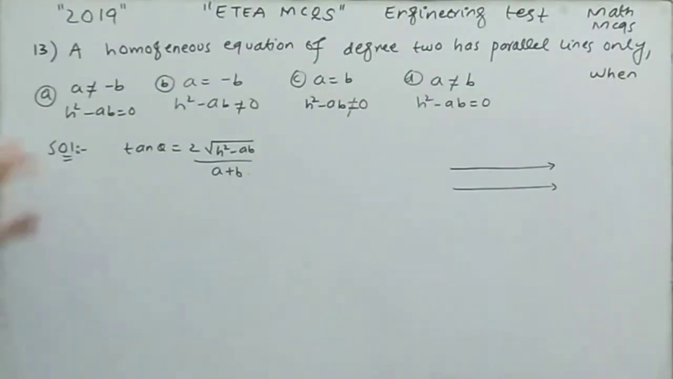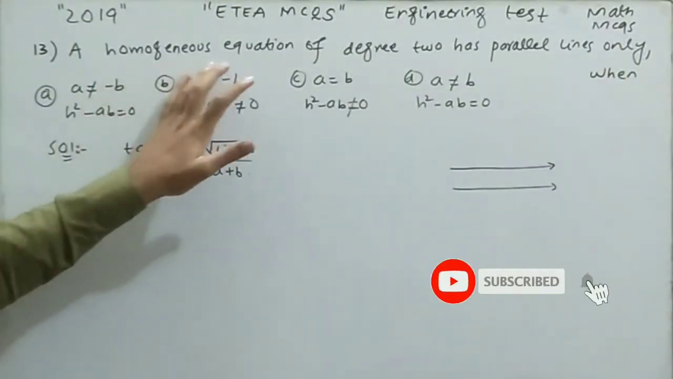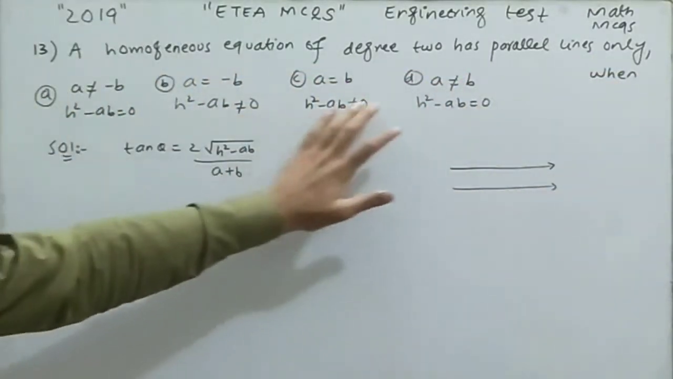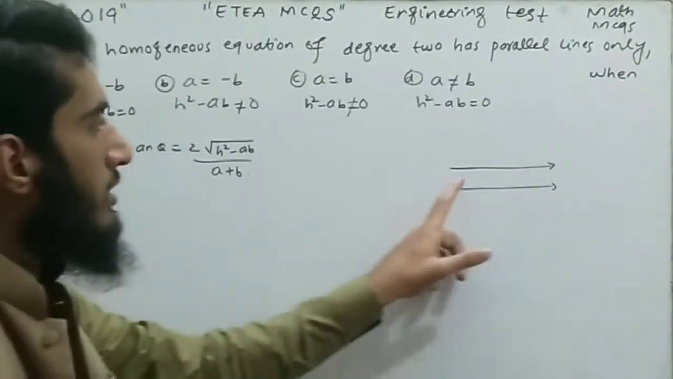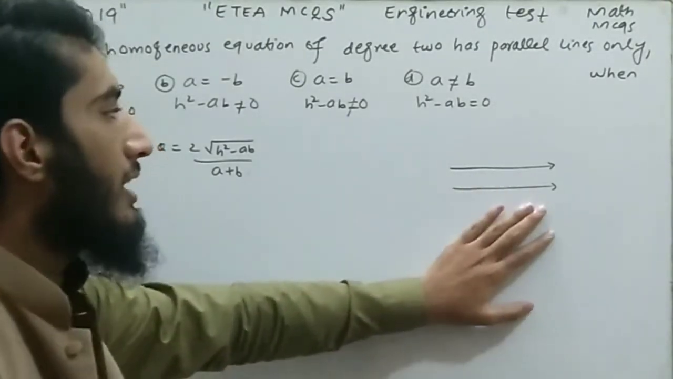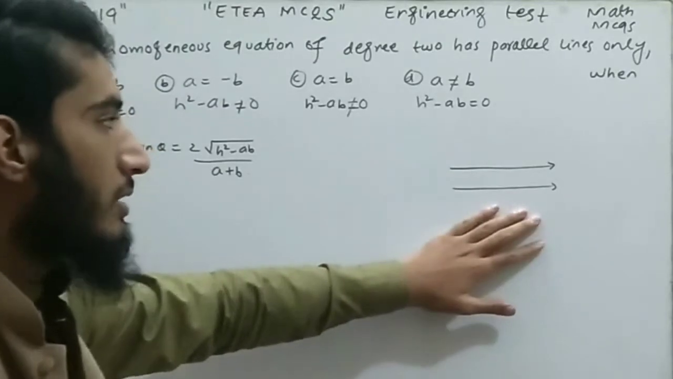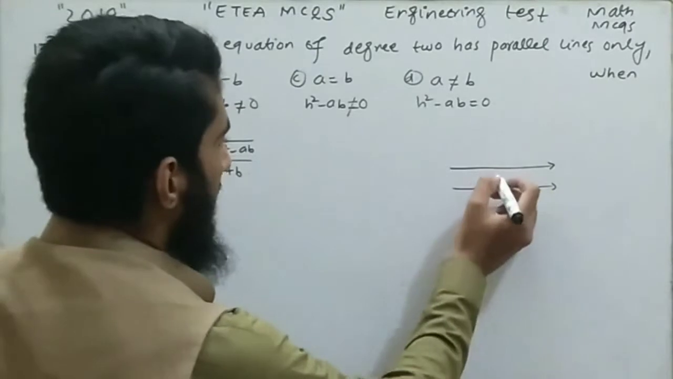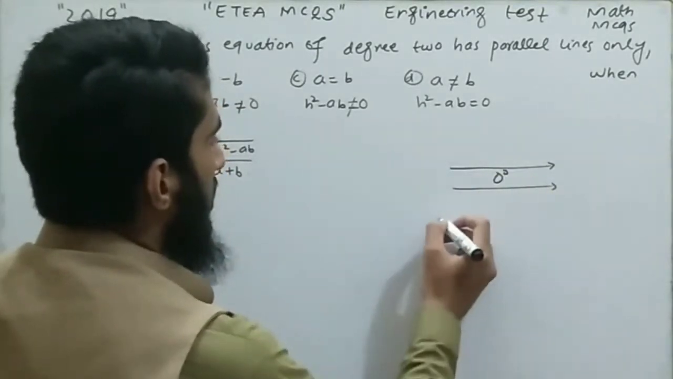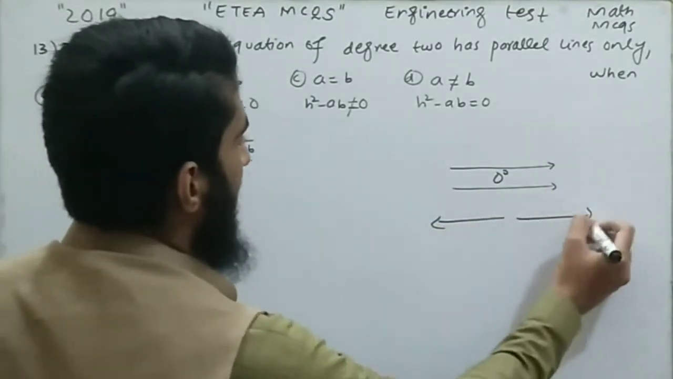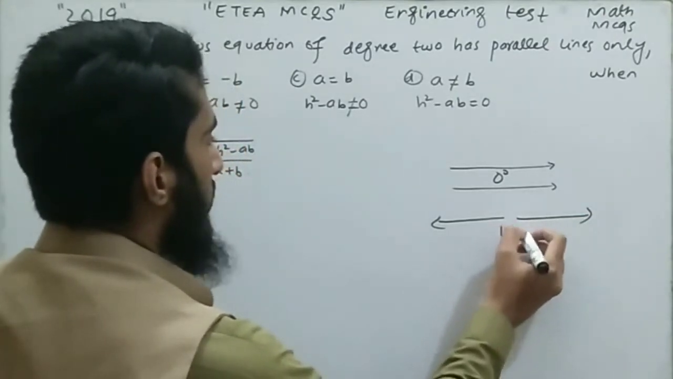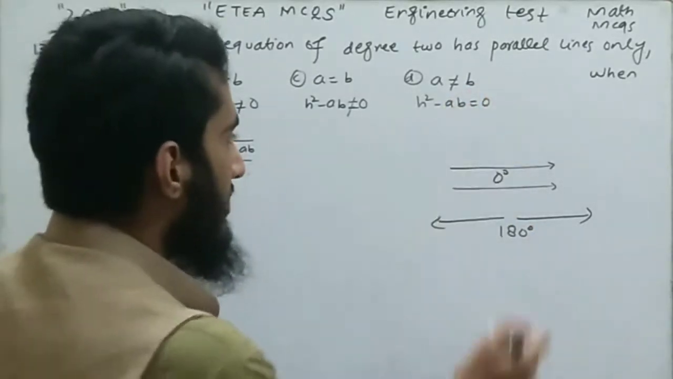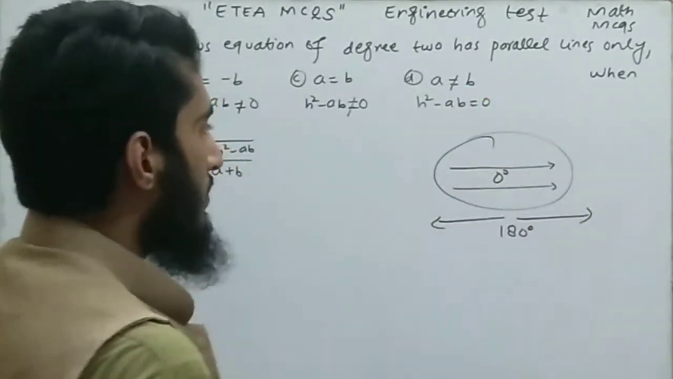Now move to the next MCQ number 13. It tells that a homogeneous equation of degree 2 has parallel lines only when, and 4 conditions are given. Remember that the two lines will be parallel only when the angle between them is either 0 or 180 degrees. So let's suppose these two parallel lines make an angle of 0 degrees. When one line is just like this and one line is this, in this case they make an angle of 180 degrees, but in this case these two lines are anti-parallel, but they are talking about parallel lines. So in case of parallel lines, the angle should be equal to 0.